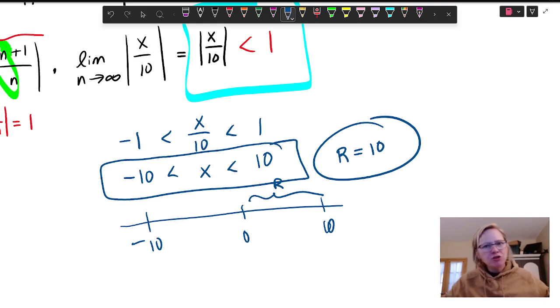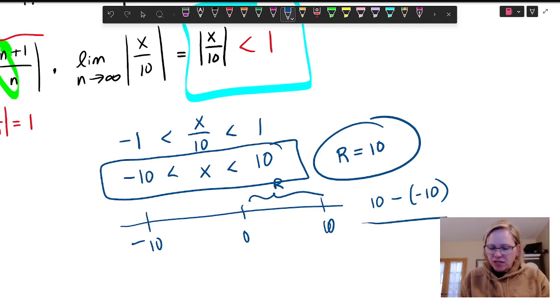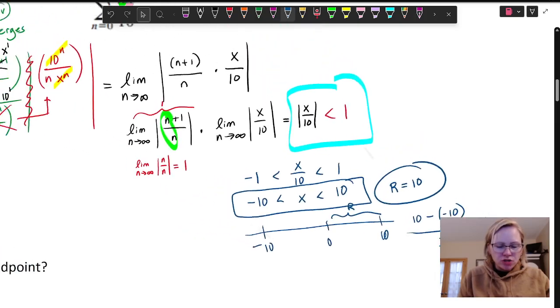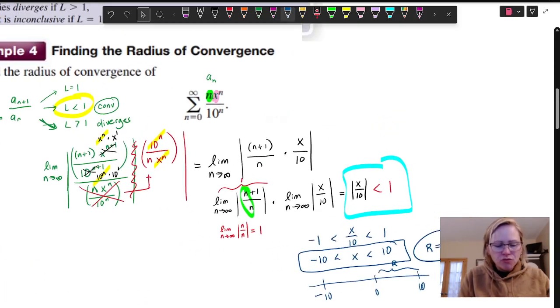Half the width of the interval is another way to think about it. Also, if you subtract your endpoints and divide by 2, so the right endpoint, which is 10, minus the left endpoint, which is negative 10, divided by 2, that will also tell you your radius of convergence. So there's a formula if you like to use formulas. But that's how we're going to approach finding the radius of convergence.